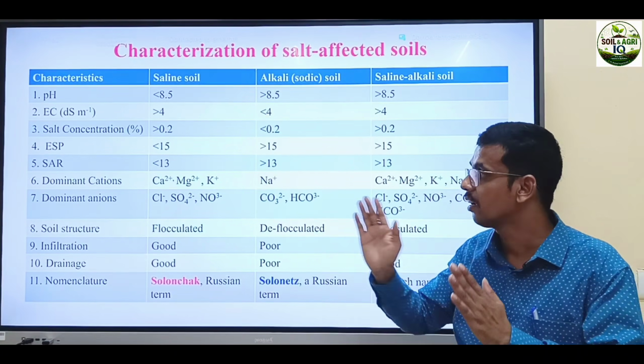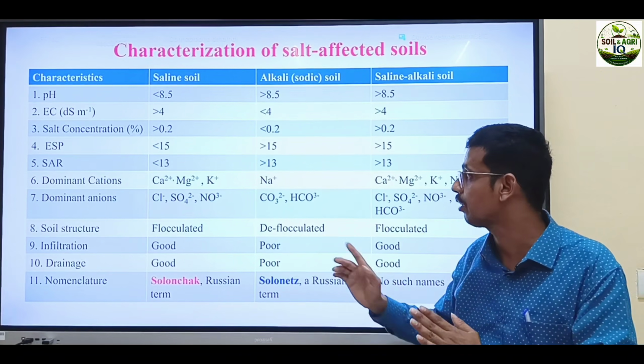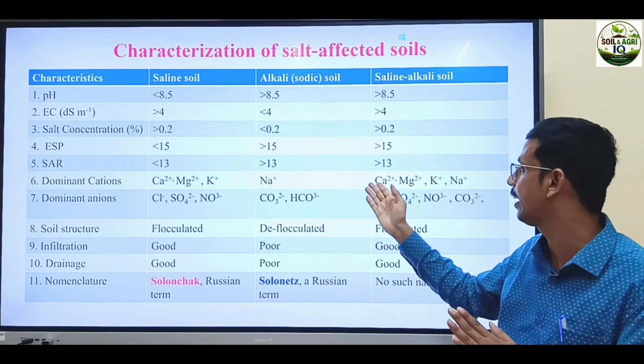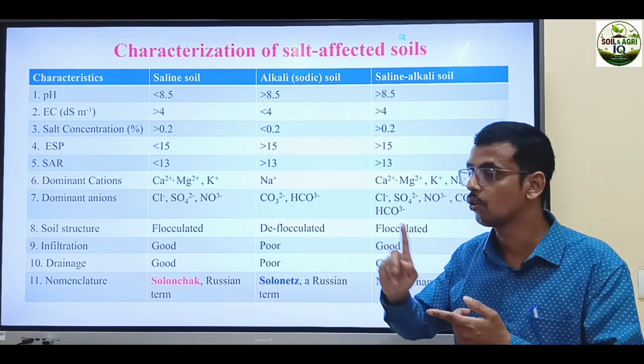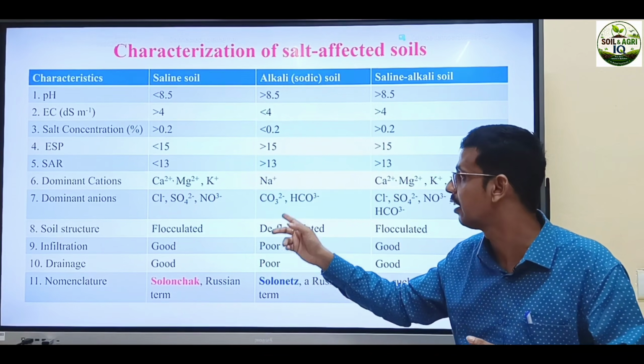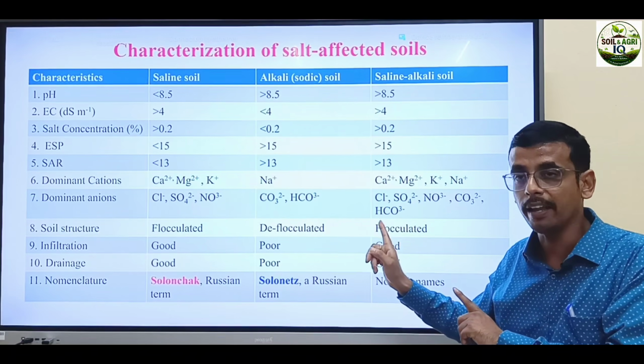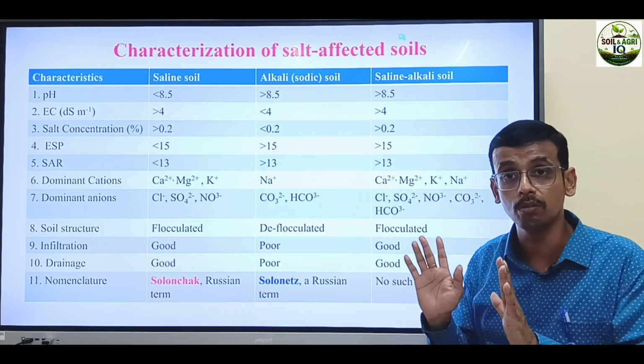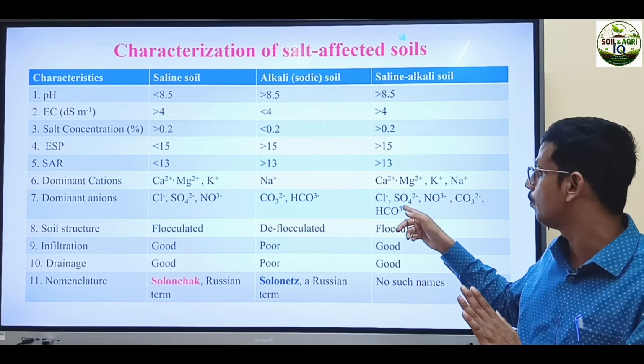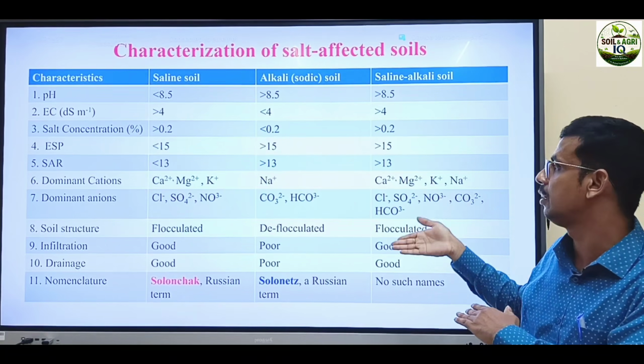And dominating cations, I already discussed: calcium, magnesium, potassium. Here the dominating cation is sodium, here all. Then dominating anions: chloride, sulfate, in some cases nitrate. Here carbonate and bicarbonate. So these questions may come in your JRF examination. And all anions are dominating in saline alkali soil.